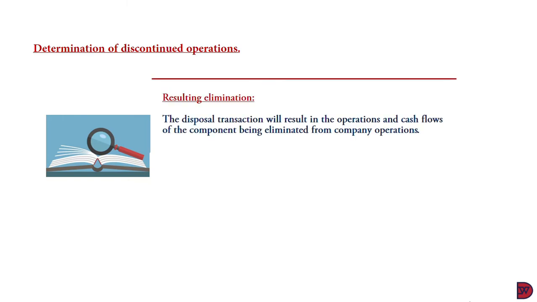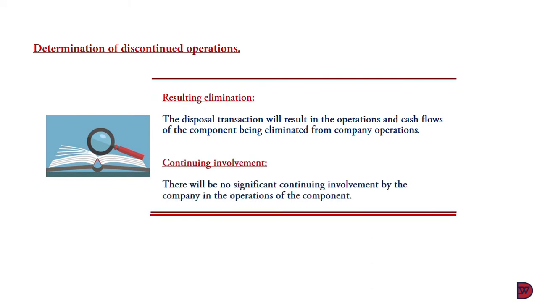Now, a discontinued operation will exist if, first, resulting elimination. This is where the disposal transaction results in the operations and cash flow of the component being eliminated from the company's operations. Secondly, continuing involvement. No significant continuing involvement by the company in the operation of the component will transpire once the disposal transaction has been completed. Continuing involvement implies the ability to influence the operating or financial policies of the disposed component.